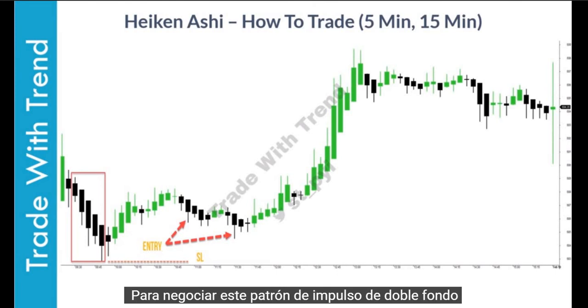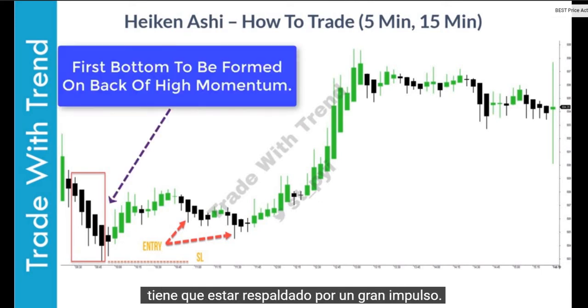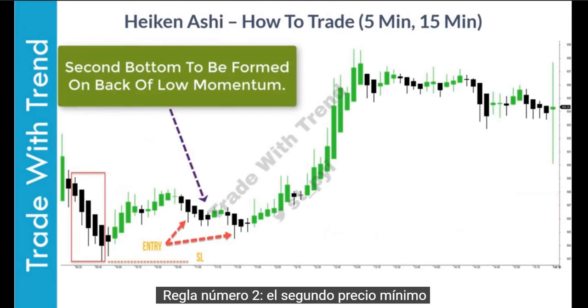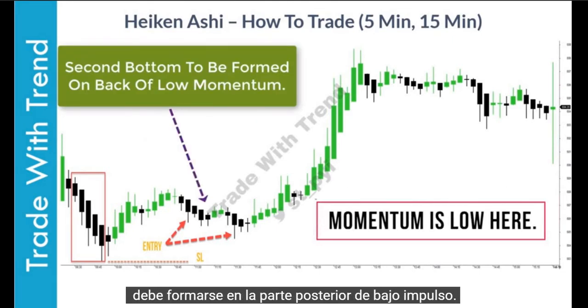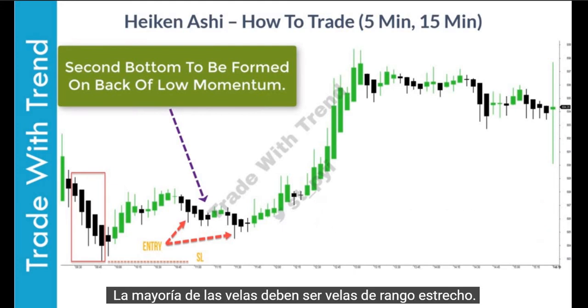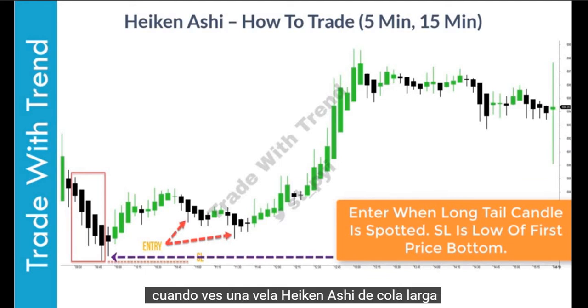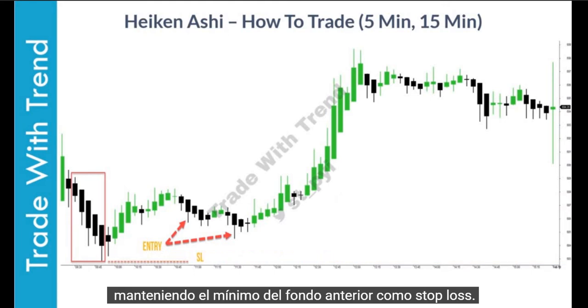In order to trade this double bottom momentum pattern on a shorter time frame chart, there are three rules that you have to follow. Rule number 1, the first bottom formed has to be on the back of high momentum. Clear wide range candles should be visible. Rule number 2, the second price bottom should be formed on the back of low momentum. Most candles should be narrow range candles. Rule number 3, you enter the trade when you spot a long tail Heikin Ashi candle, keeping the low of the previous bottom as a stop loss.